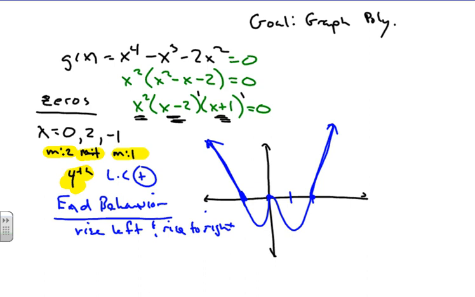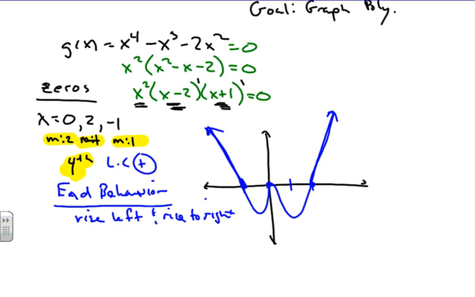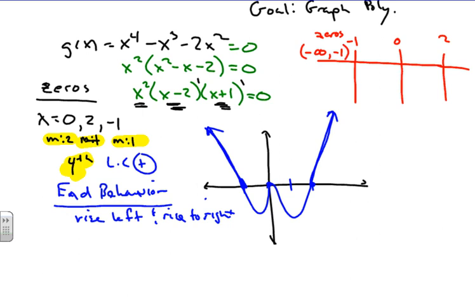We can do a sign chart if we so choose. By doing a sign chart, we can plot in order the zeros: -1, 0, and 2. We have our intervals from -infinity to -1, which will tell us our end behavior, and 2 to infinity, which will also be our end behavior. Then -1 to 0, and then 0 to 2.